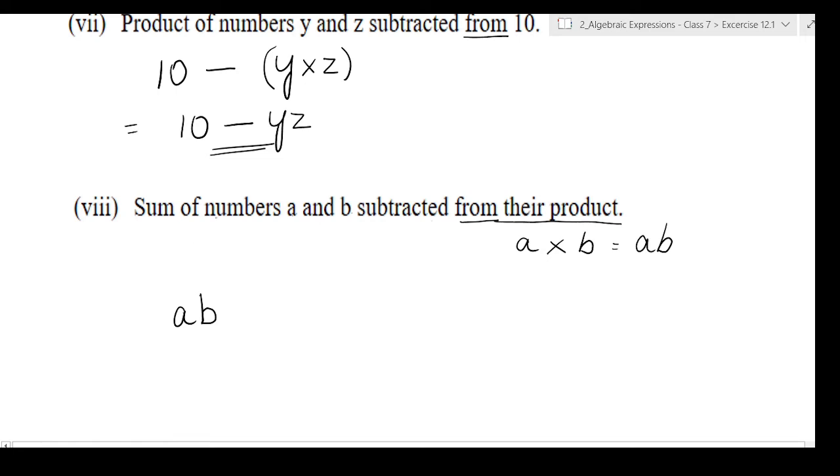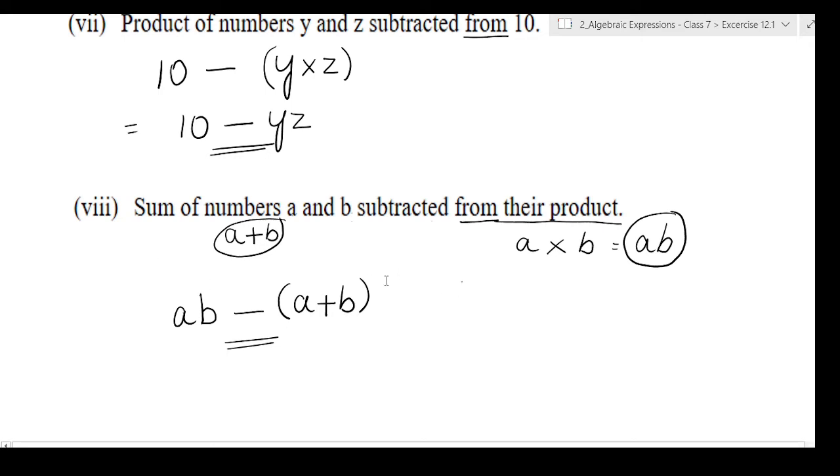Now, what is given over here? Sum of numbers a and b. What do you mean by sum? Plus. a plus b. So sum of numbers a and b subtracted from their product. Product is ab. Sum is a plus b. From ab, subtract a plus b. This is the required expression: ab minus (a plus b).